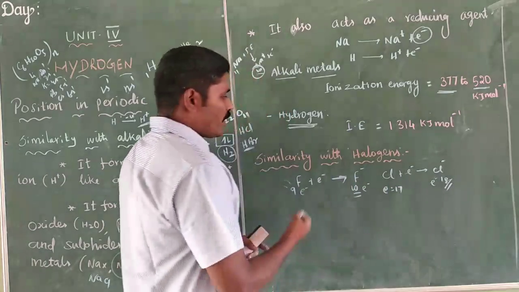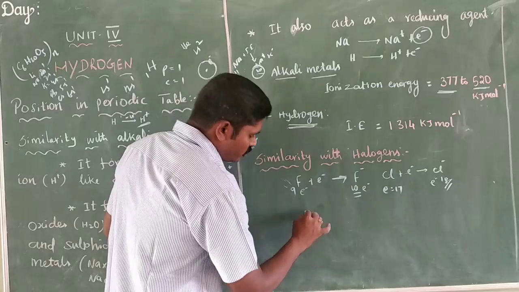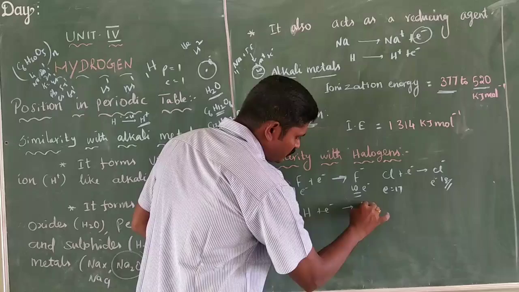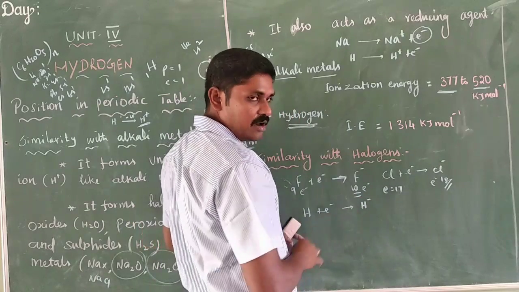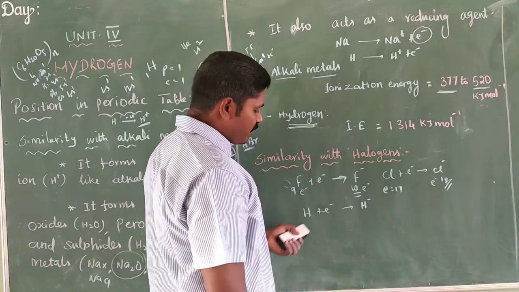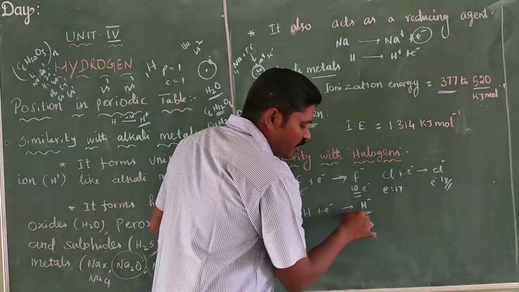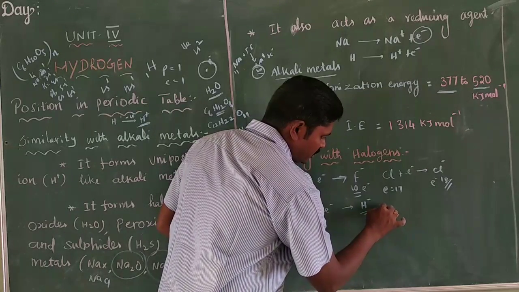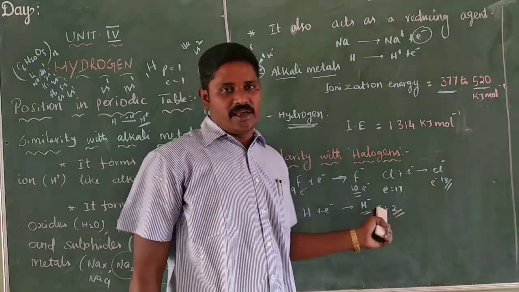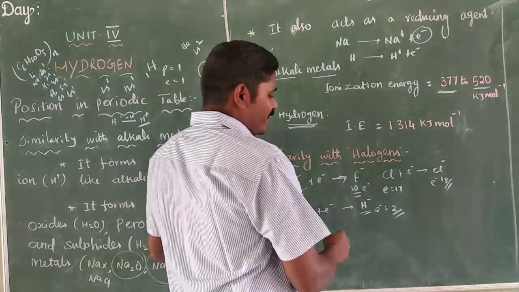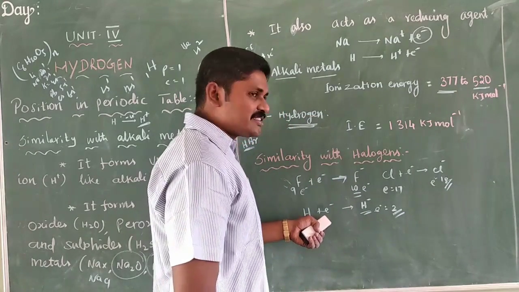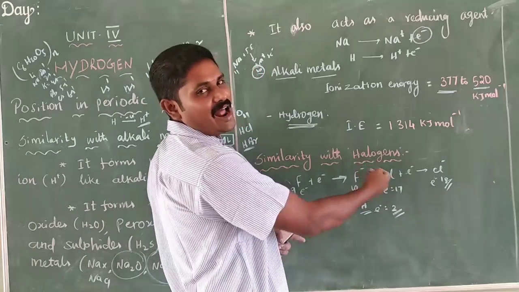The halogen group. Hydrogen can also gain one electron to attain H minus, the hydride ion, resembling the halogen ions, reaching the noble gas helium electronic configuration with 2 electrons. However, the electron affinity of hydrogen is much lesser than that of halogens.